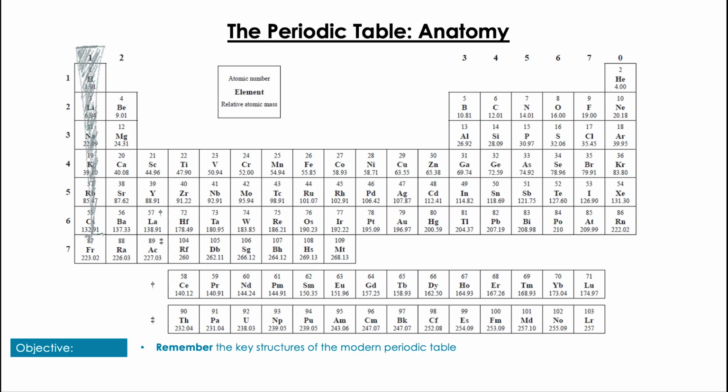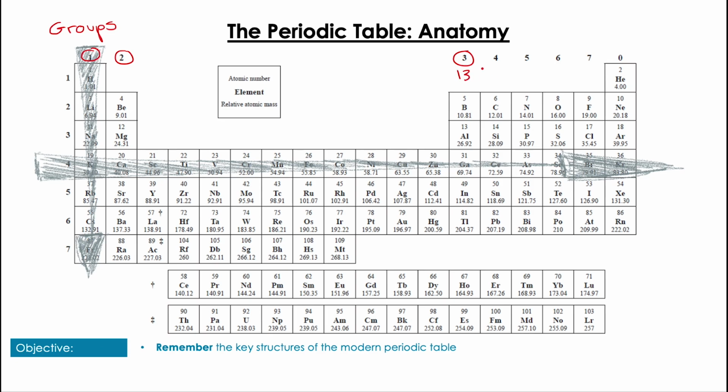We have 2 main planes on the periodic table. They are the groups, which go down the periodic table, and the periods, which go across the periodic table. The groups are labeled across the top of the periodic table, 1, 2, 3, or sometimes called 13, 14, all the way up. Going down the periodic table, we have the periods, 1, 2, 3, 4, etc. And the position on the periodic table tells us quite a lot.